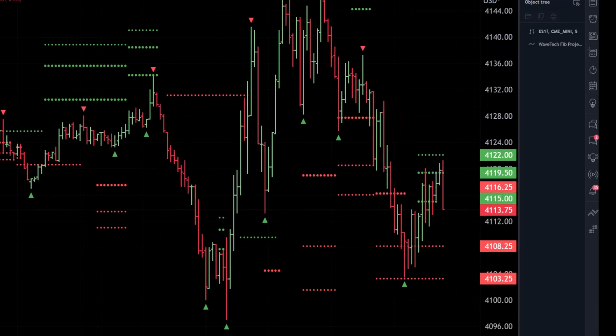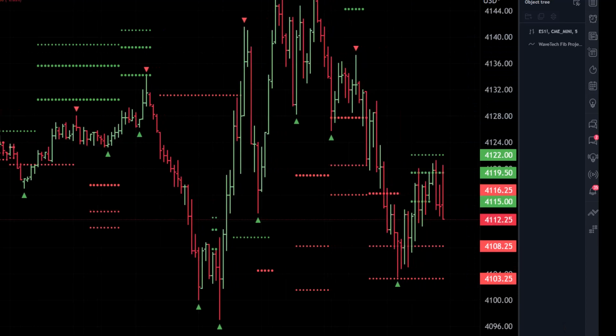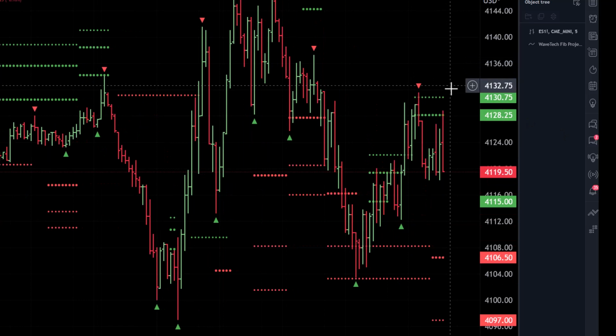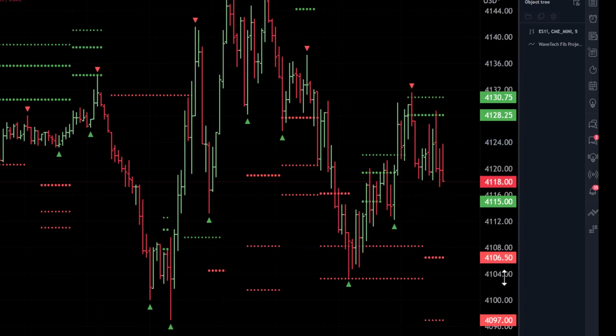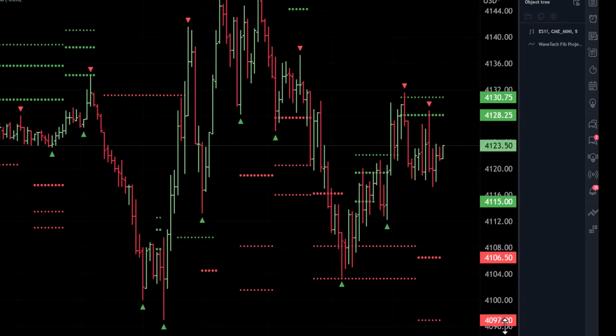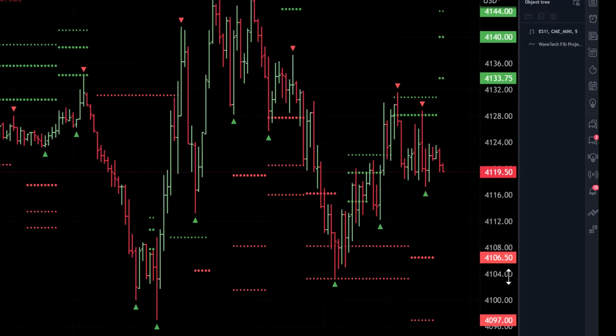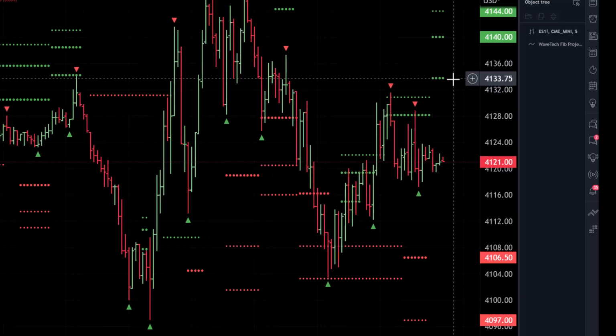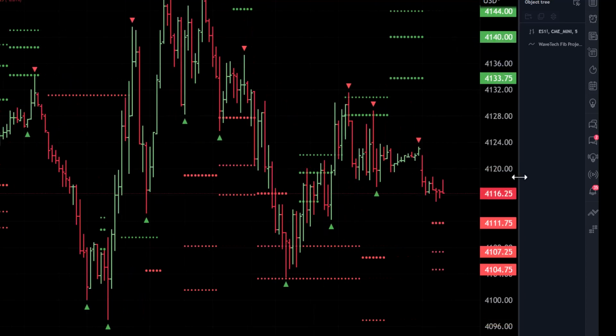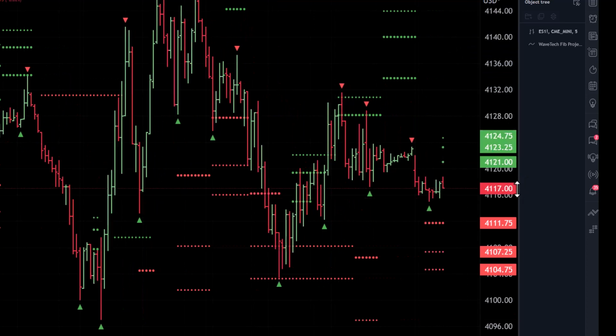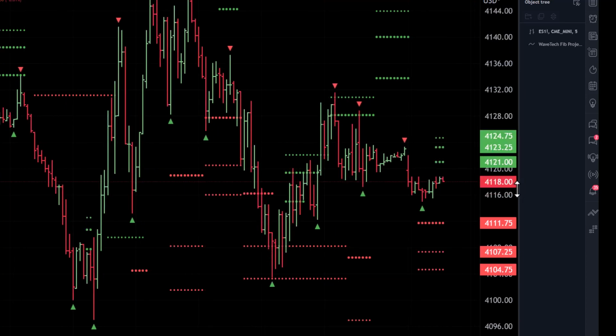We got some upward targets now. The green is upward, red is down. Just got a red pivot here. We've got some downward projections, 4106, 4097 on the downside. Just got some upward projections again, 33, 40. But now you see the downward projections starting to come in. And all of a sudden the ranges are tightening up.